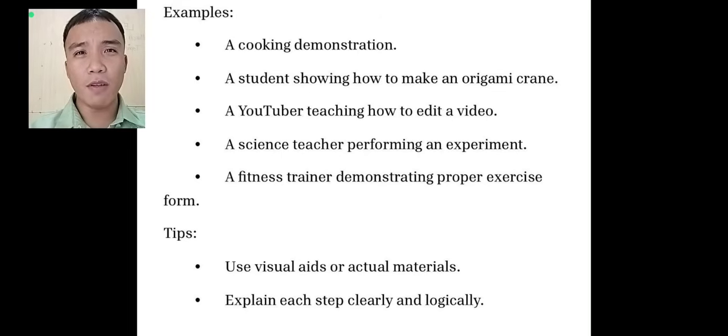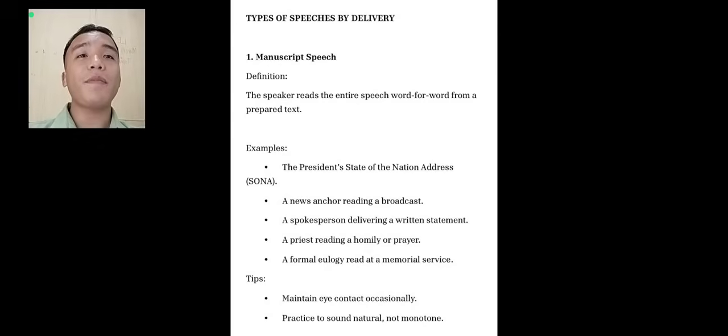And then tips on how to do demonstrative speeches effectively is to use visual aids or actual materials. So this is very important. If you're doing demonstrative speeches, do not just say it. Have the specific materials wherein you can show your audience how to do something, and then let them do it and then correct them if they make mistakes. Explain each step clearly and logically, so that they will not misunderstand what you are trying to say.